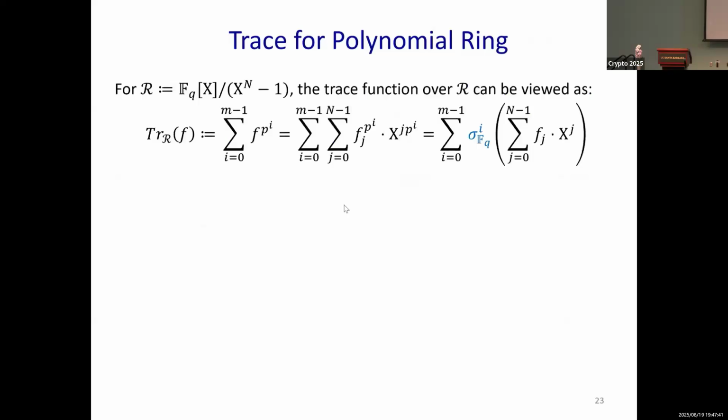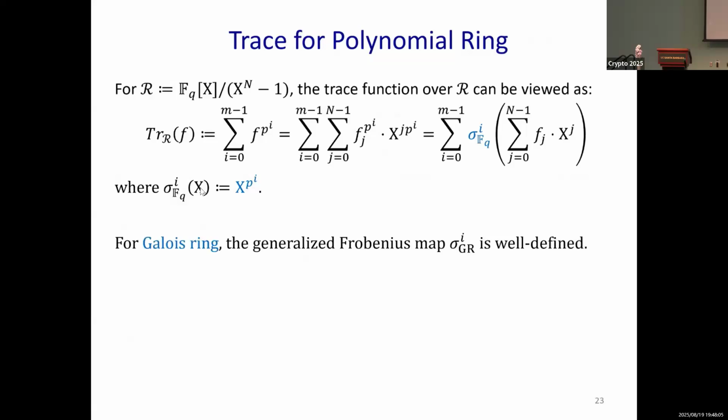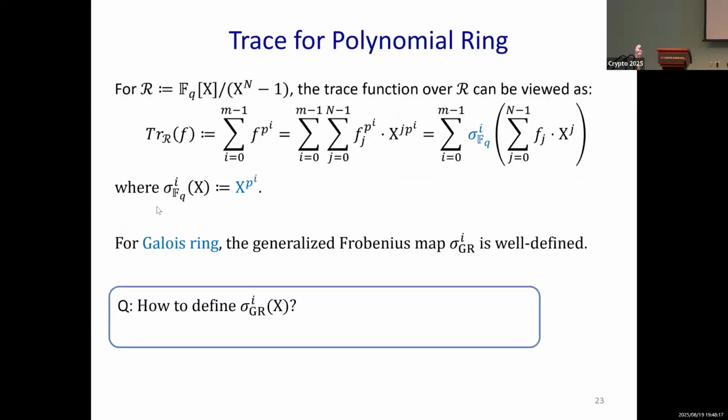The trace function for the polynomial ring can also be viewed as a sum of Frobenius maps. For finite field elements, there exists a standard definition of the Frobenius map. For an indeterminate x, it's defined as x to the power p^i. If we consider this definition for the Galois ring, the Frobenius map is well defined. The problem is how to define this one. Actually, we use the same definition as the field case.